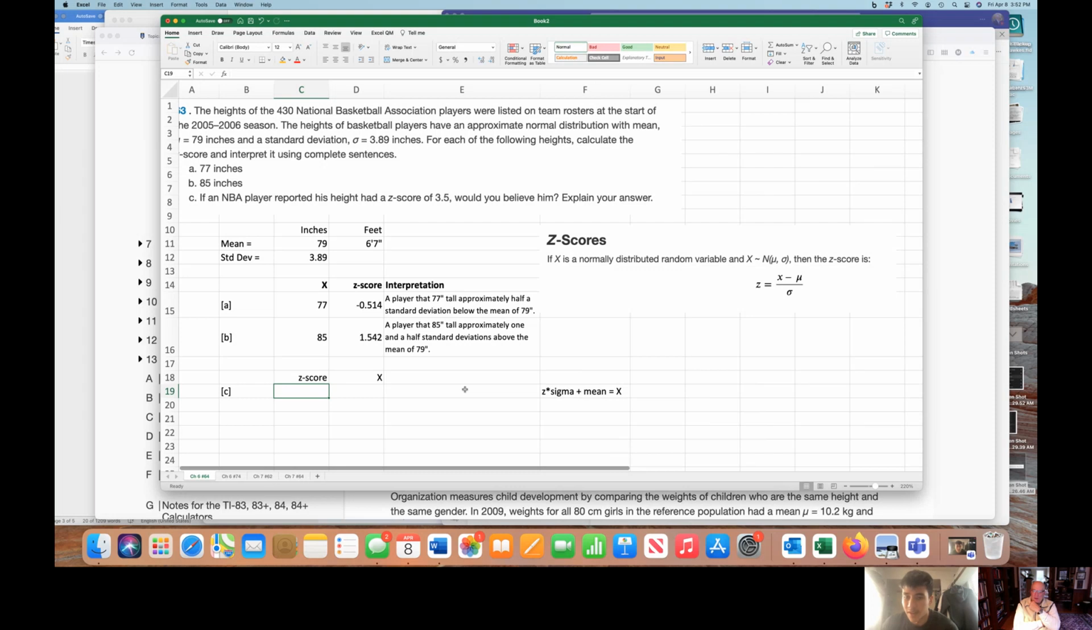No, I wanted you to solve that equation for x. I didn't want you to put any numbers in it. I want you to take z equals x minus mu divided by sigma, solve for x. X equals what? We're doing it backwards. They're giving you a z-score and they want to find the x. That's what that last part is about.